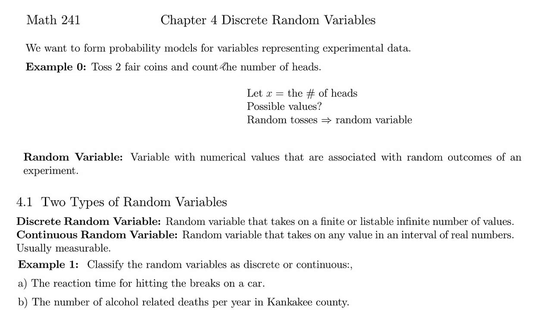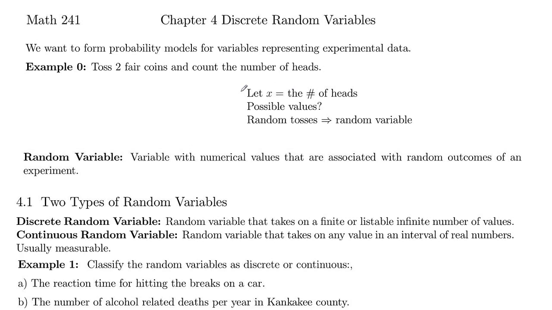Here in Chapter 4, we are going to consider something called a discrete random variable. Let's first define a random variable. The purpose here is to form probability models for variables that represent experimental data.